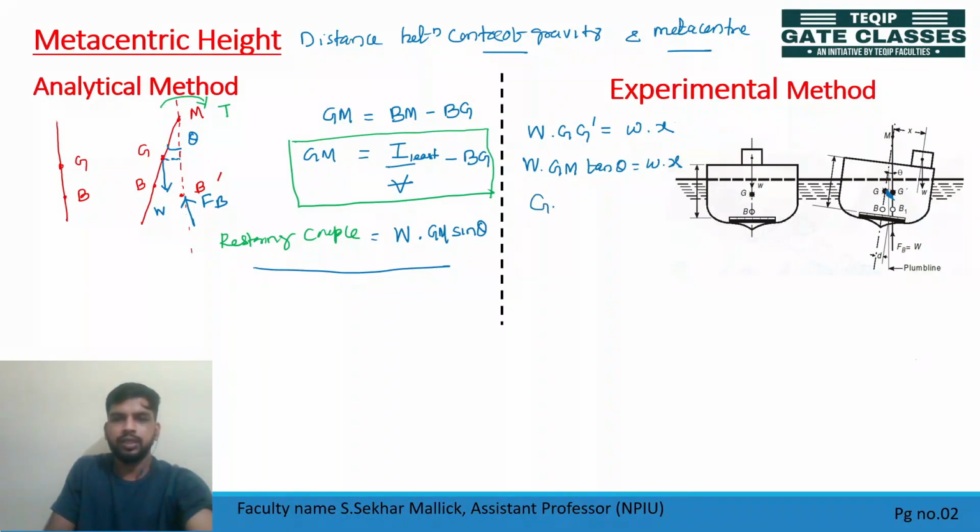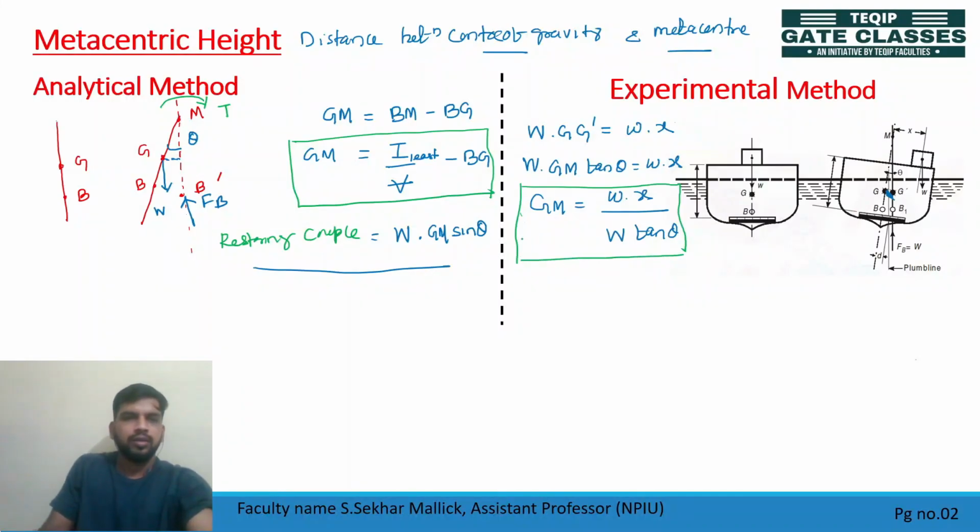So from here we can calculate GM equal to w into x by capital W tan theta. Okay. This is the experimental way of calculating metacentric height. So let's put this in a box.